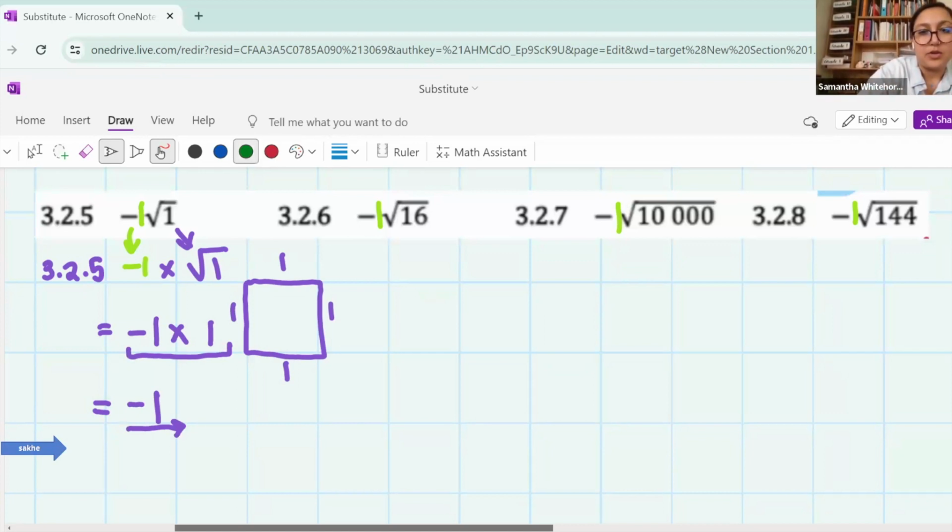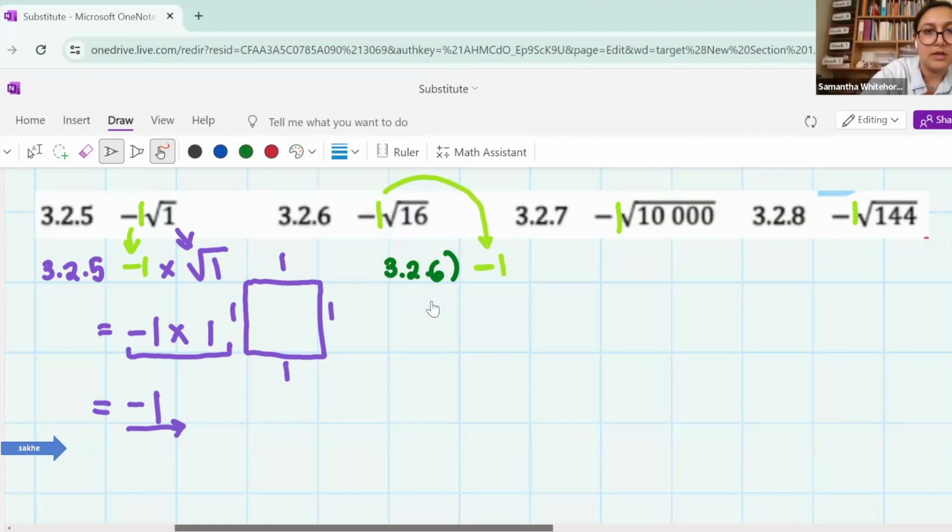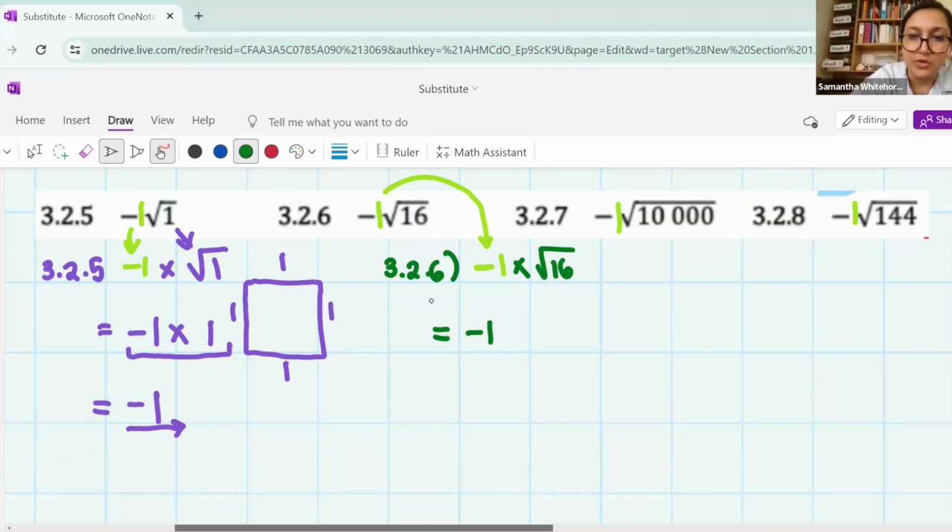If we go and have a look at 3.2.6, again, please bear in mind that what you're dealing with is -1, because there's the -1, times the square root of 16. So again, we'll leave the -1 there. We'll deal with that in a second. But now we want to know what the square root of 16 is.